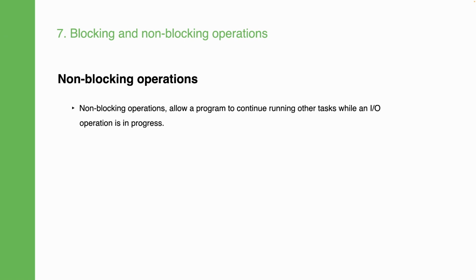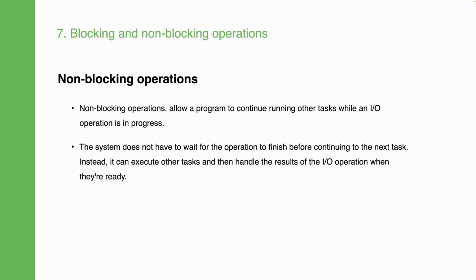In the case of non-blocking operations, they allow a program to keep running other tasks while an operation is ongoing. The system doesn't wait for the operation to finish before continuing to the next task. Instead, it can execute other tasks and handle the results of the I/O operation when they're ready. This approach is commonly used in event-driven or asynchronous programming.